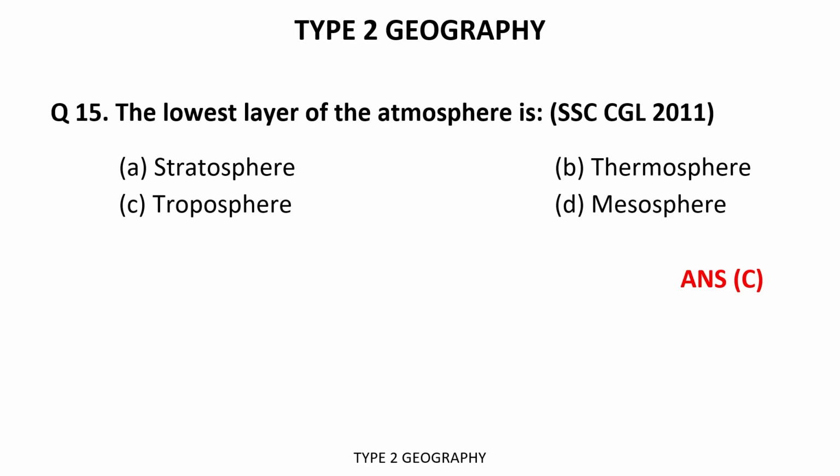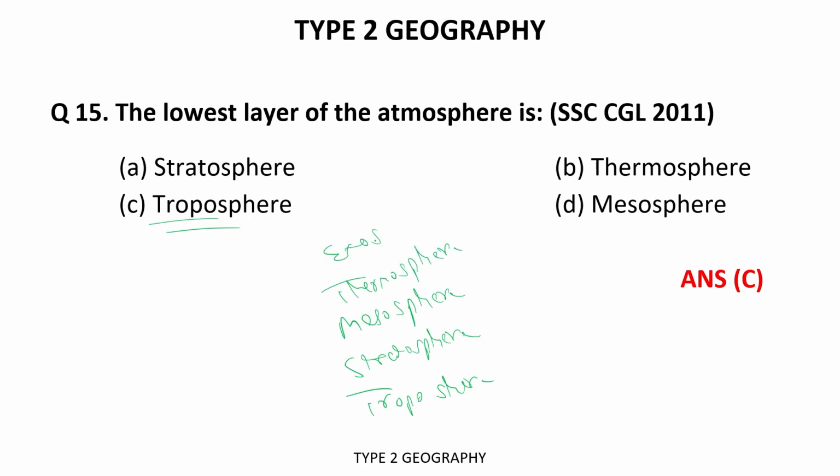Time's up. The answer is C. The first one is the troposphere. The second one is the stratosphere. Third is the mesosphere. Fourth is the thermosphere. And the last one is the exosphere. It's 1, 2, 3, 4, and 5.